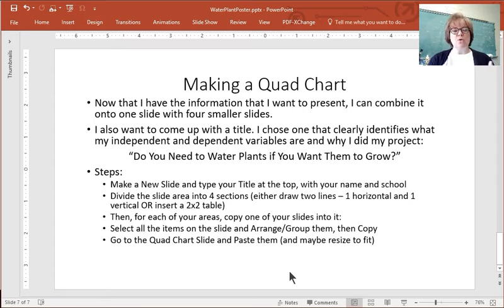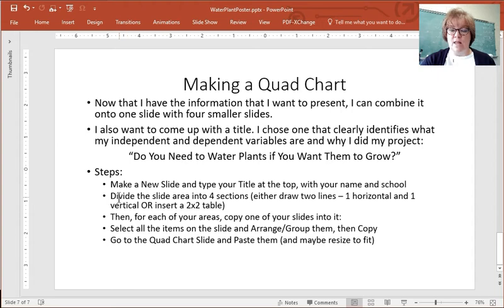And so I also need to come up with a title. Now that I've done it, I came up with a title, and I want to really clearly identify what my project was. And I may want to do it in a nice creative way as well, to show some creativity. I chose, do you need to water your plants if you want them to grow? And I'm going to step through what we're going to do, and then I'm going to show you.